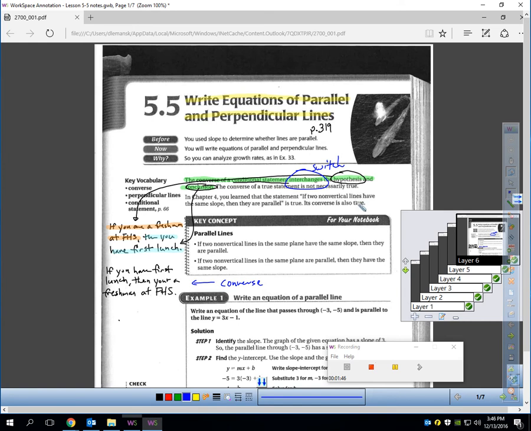Now, it's important to note the converse is not necessarily true. Like, this is a true statement. If you are a freshman at FHS, then you have first lunch. That's true, but when you look at the converse, that's not necessarily true. If you have first lunch, then you're a freshman at FHS. In fact, that statement's false, because if you have first lunch, you could also be a sophomore. So this is not true, even though the initial statement was.